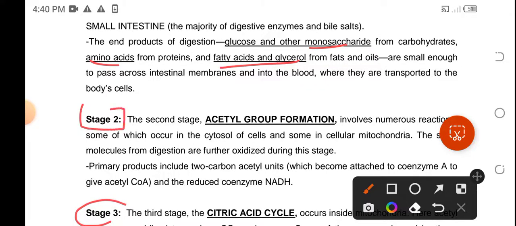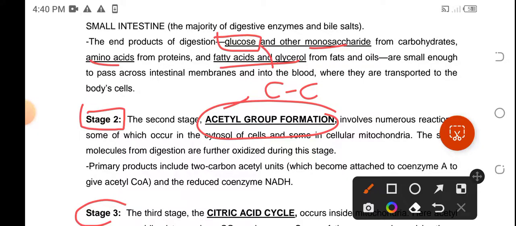Kaya meron tayong stage 2 wherein it is known as the acetyl group formation. Acetyl group, sabi ko kanina, this is only composed of 2 carbon atoms. So from glucose na 6 na carbon atoms, during stage 2, kailangan niyang ma-breakdown yang 6 carbon atoms na yan at maging acetyl na lang siya. So, magiging 2 carbon atoms na rin siya.